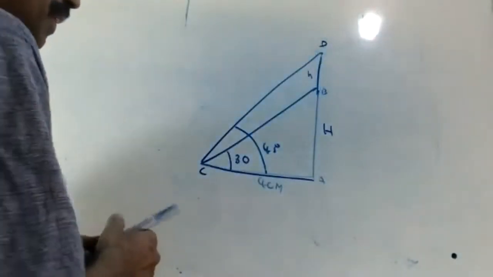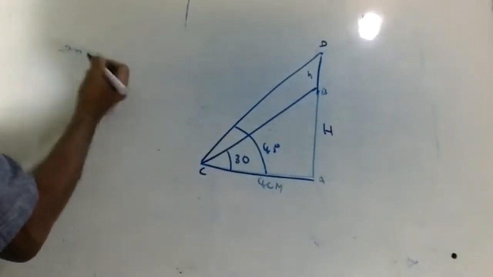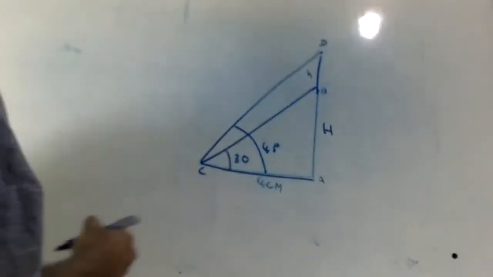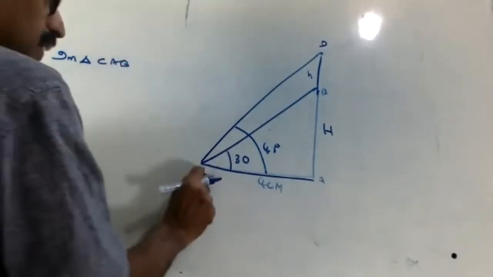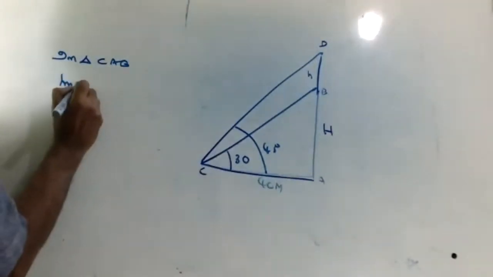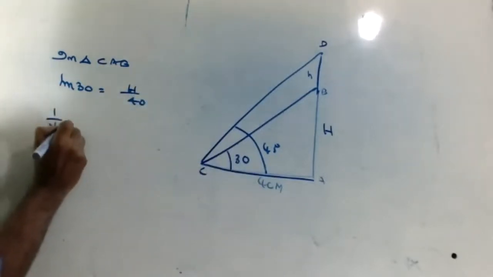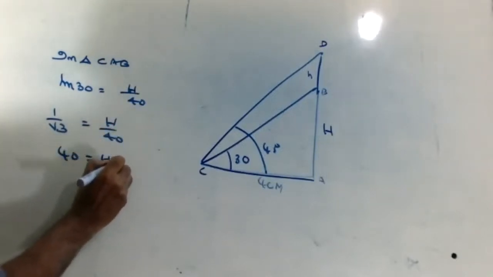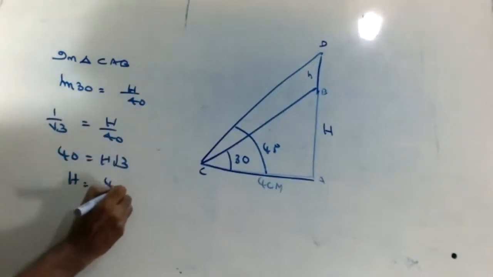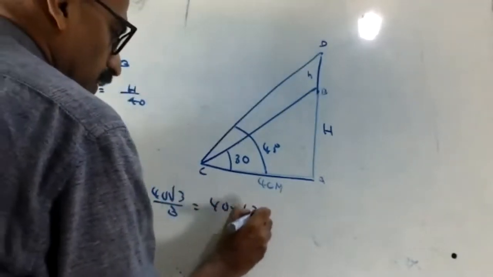Look at here now. I hope your figure is okay now. Calculation only a problem. First of all, in triangle CAB, tan 30 equal to H by 40. This is 40. So 1 by root 3 equal to H by 40. So 40 equal to H root 3. So H equal to 40 by root 3. We can find that, 40 root 3 by 3, 40 into 1.73 divided by 3.